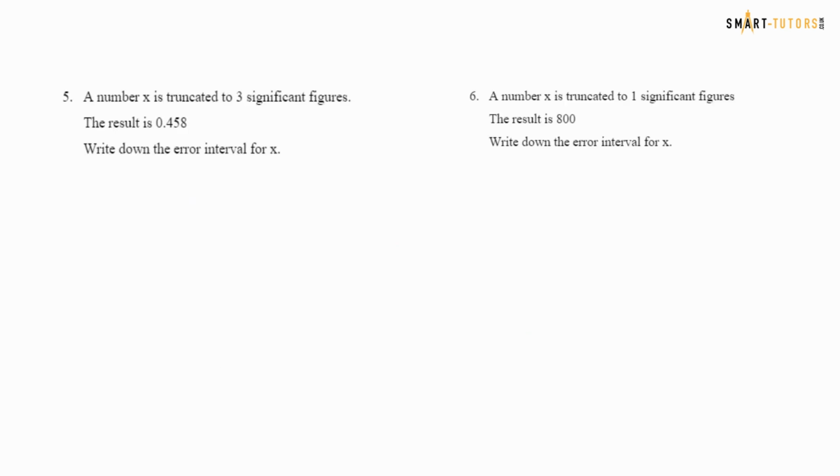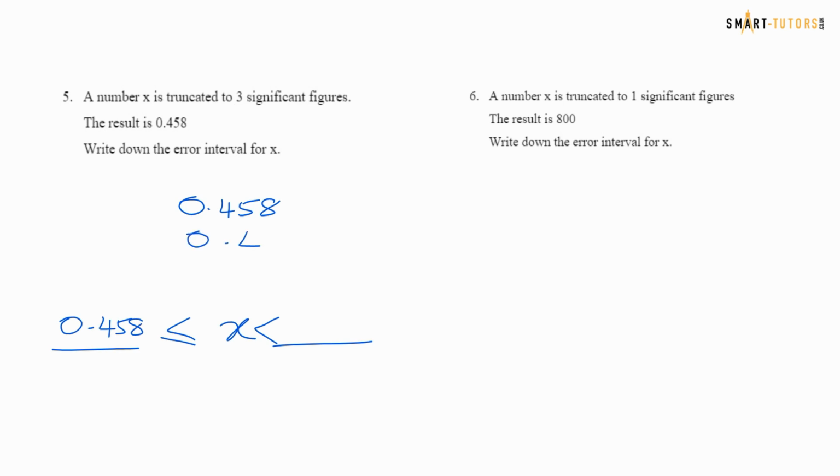Question number 5. A number x is truncated to three significant figures, 0.458. So what is the error interval? So this is the error interval equation. The minimum value is going to be the same, so copy that once quickly, 0.458. The maximum number is going to be 0.458999 something like that, right? But if you truncate to three significant figures, it's something like that. So it cannot be 0.459, because there's no equal sign here. So anything less than 0.459 is possible.